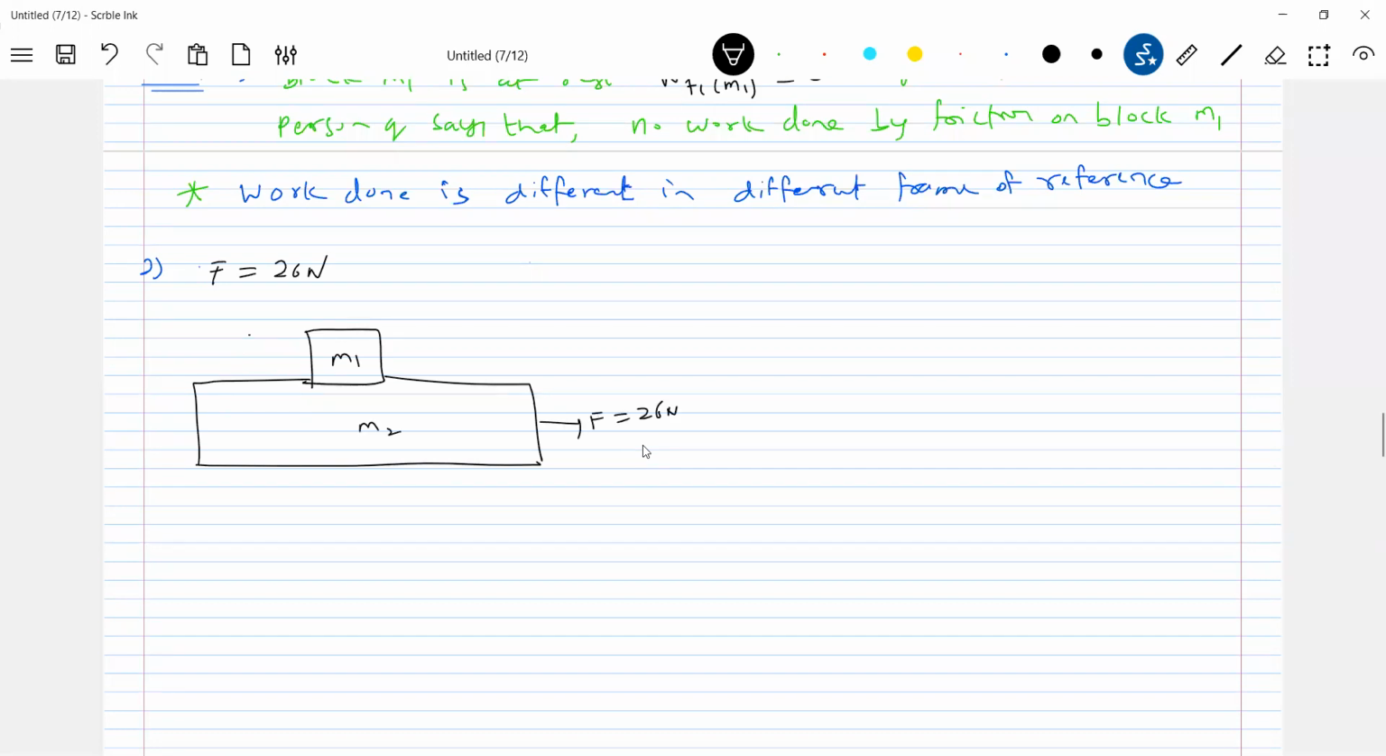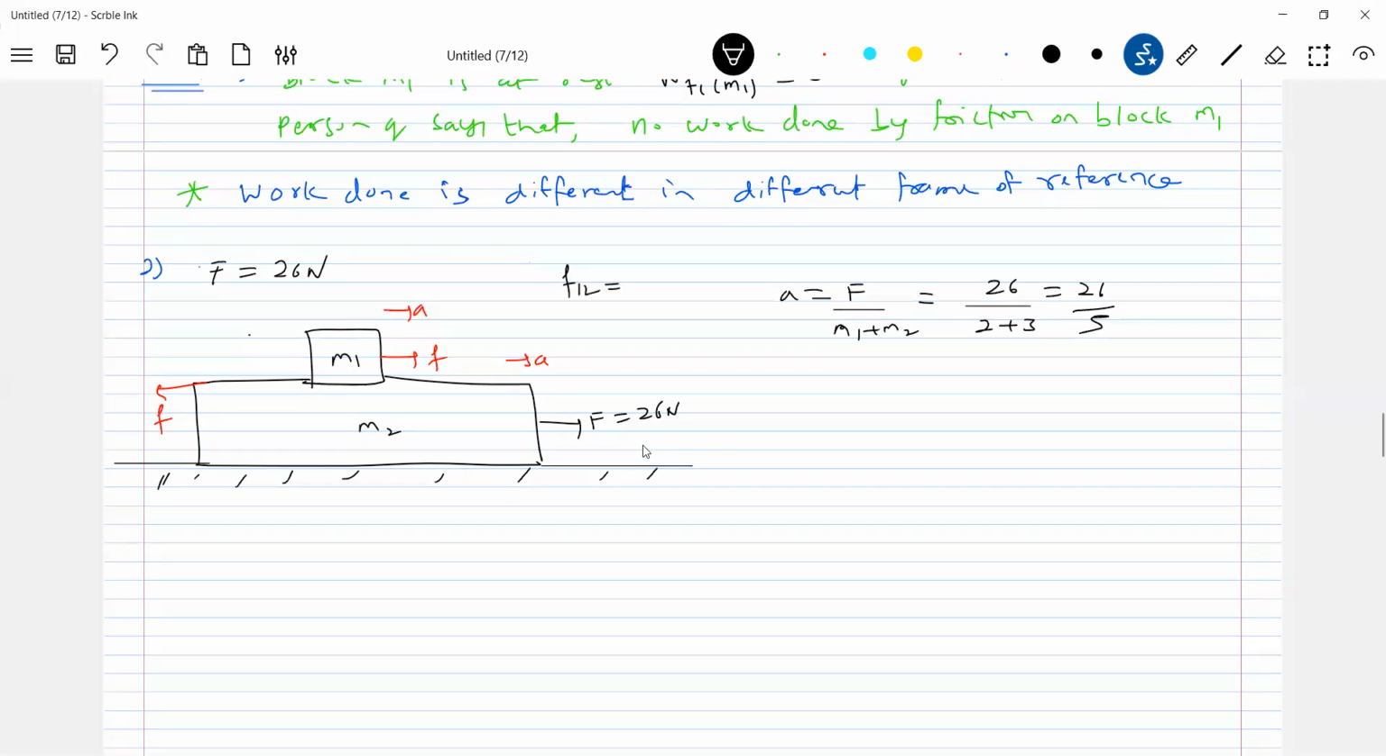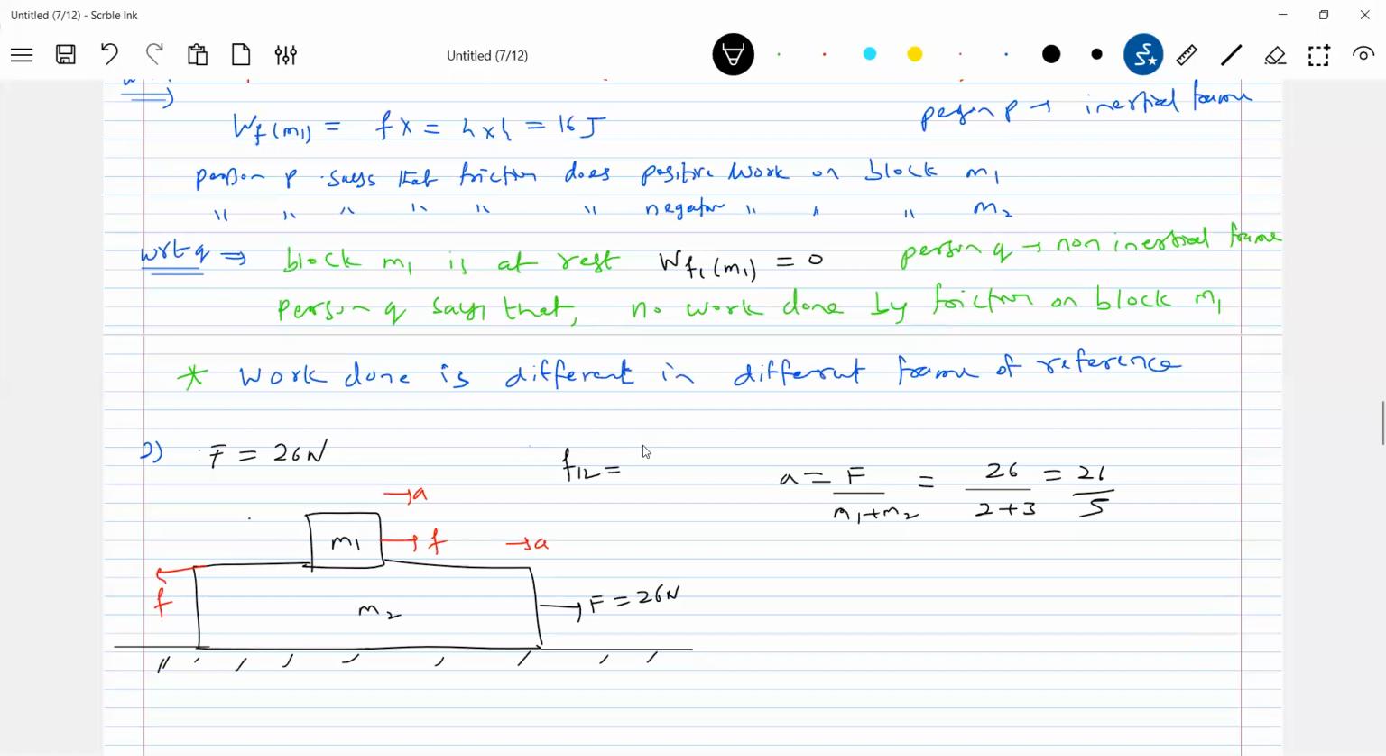I apply 26 Newton. I'm not sure whether slipping occurs or not. So what shall I do? I just assume the direction of friction. I'll assume no slipping, and let me proceed here. So what is the total acceleration of the system? F equals m1 plus m2, so 26 by 2 plus 3, 26 by 5. Let me calculate the friction. We know the limiting friction is equal to 8 Newton.